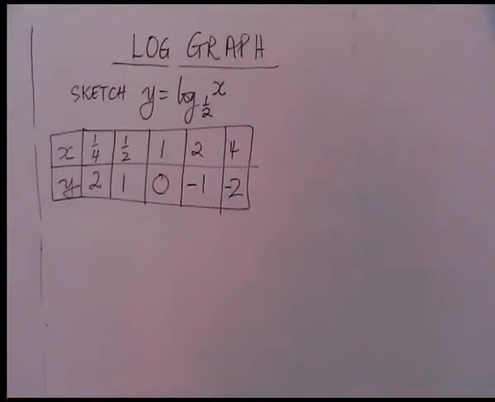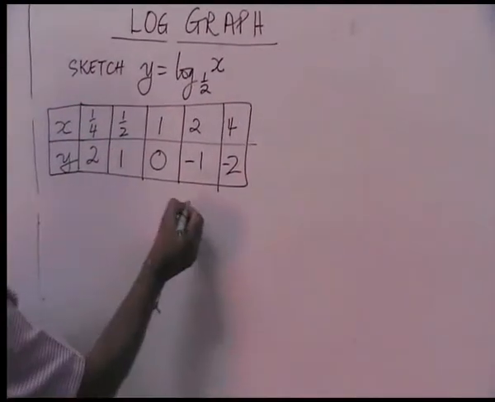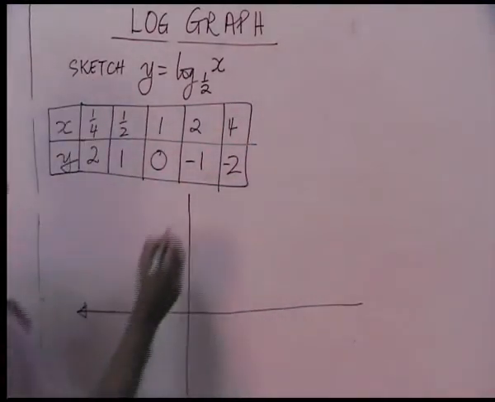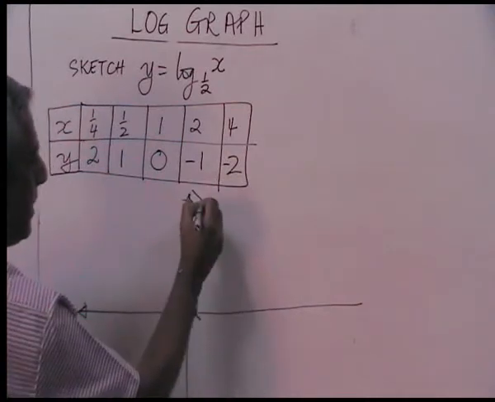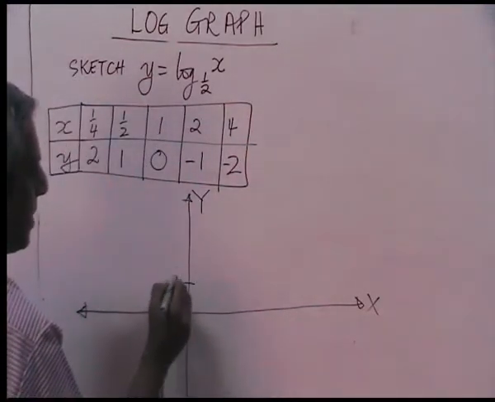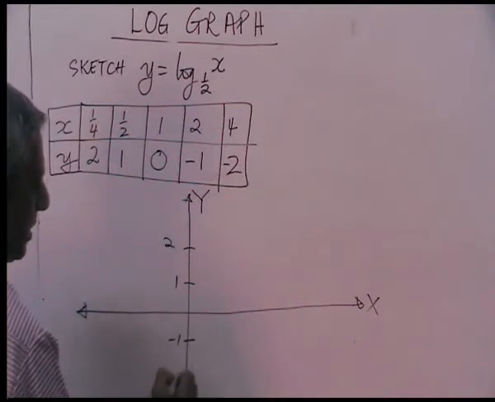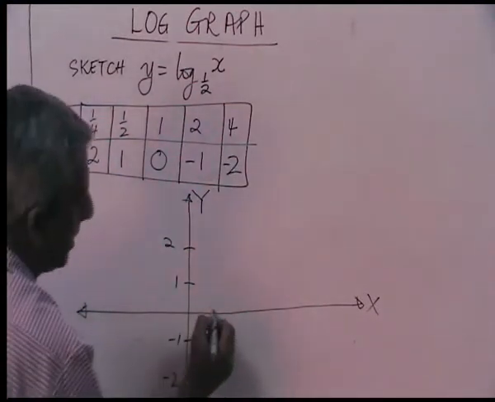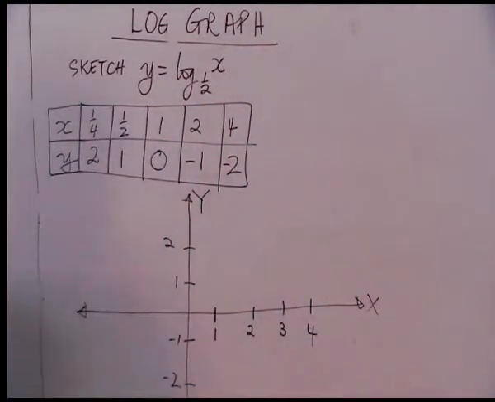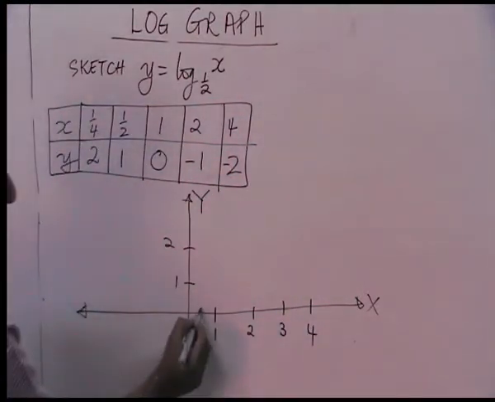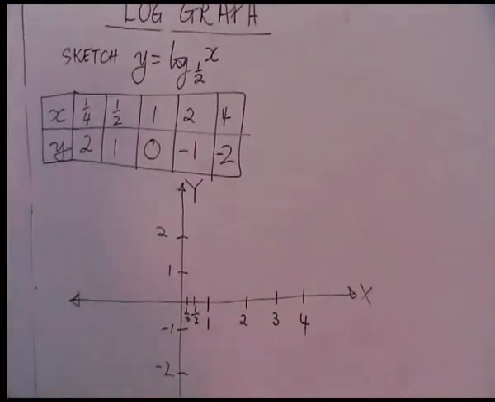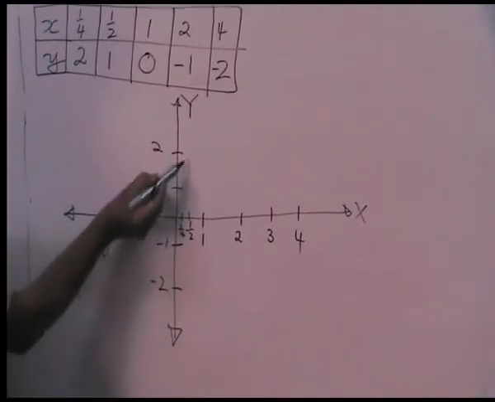So what we're seeing now are the ordered pairs for this particular function, and we're going to draw this graph. So draw a system of axes, there we are, and that's y, that's x, and that's 1, that's 2, that's minus 1, minus 2. Now that will be 1, that will be 2, that will be 3, that will be 4. Now, that's half. That's quarter. So when it's quarter, the y value is 2.